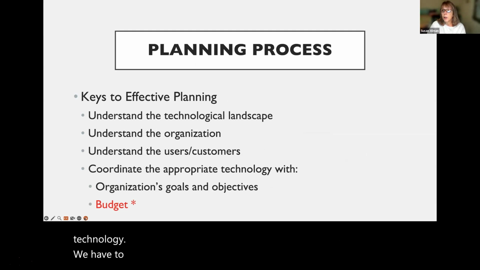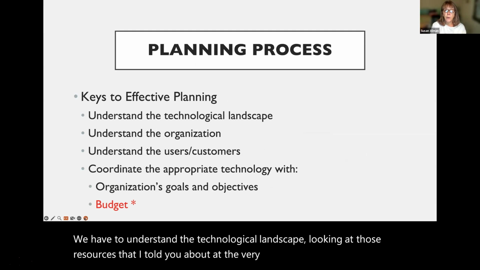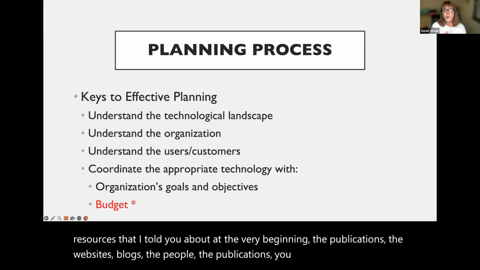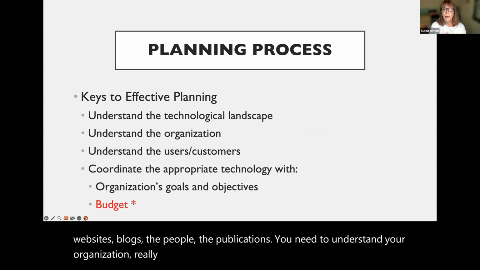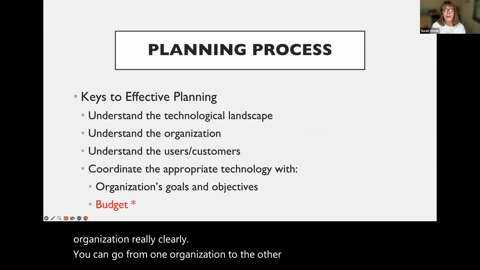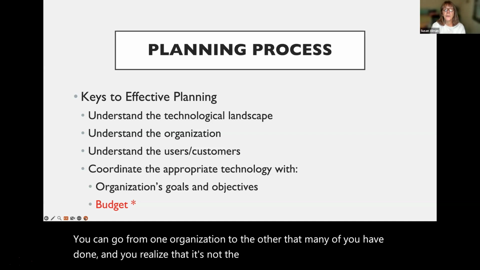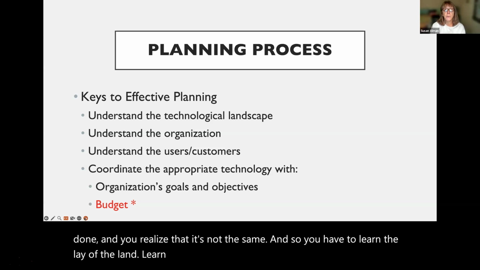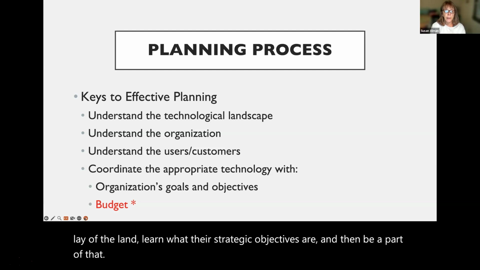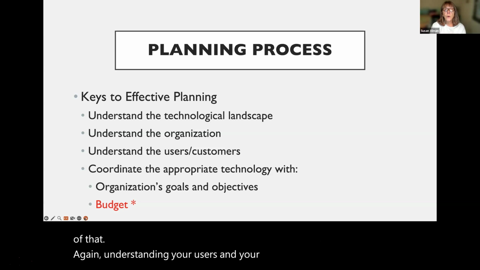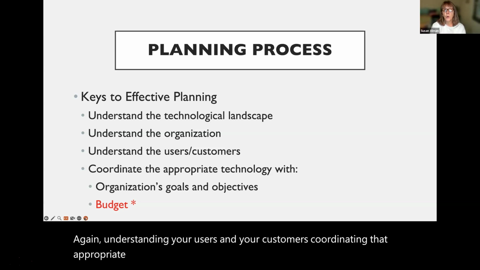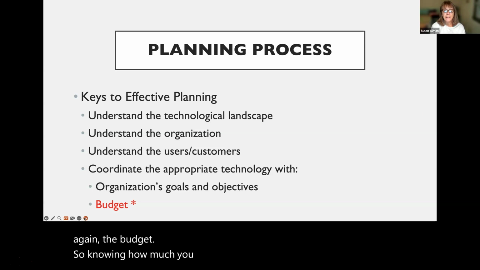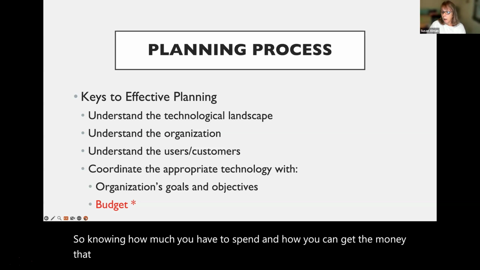We have to understand the technological landscape, looking at those resources that I told you about at the very beginning: the publications, the websites, the blogs, the people. You need to understand your organization really clearly. Many of you have gone from one organization to another, and you realize that it's not the same. So you have to learn the lay of the land, learn what their strategic objectives are, and then be a part of that. Again, understanding your users and your customers, coordinating that appropriate technology with the organization's goals and objectives, and again, the budget.